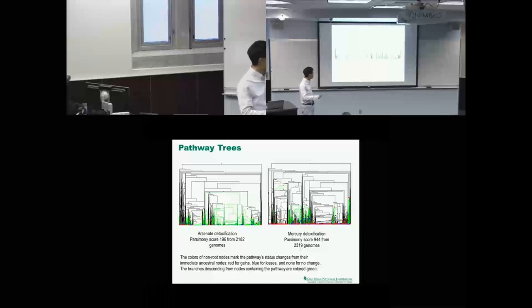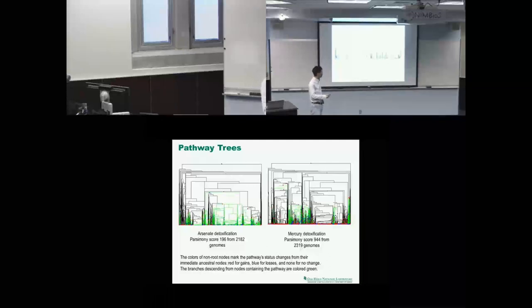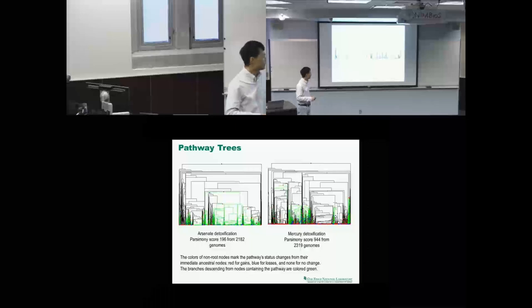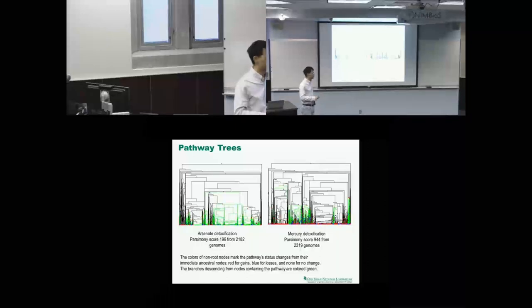If you compare these two pathways, this is the mercury detoxification pathway. They are identified in approximately the same number of genomes. But the mercury detoxification had a much higher parsimonial score. That means it went through much more frequent gain and loss events. So this tells us that mercury detoxification is like antibiotic resistance. Basically, it can be gained much more frequently by horizontal gene transfer, and also it can be lost frequently through genome contraction. And this is an indication of more adaptation to the environment. If there's an environmental stress of mercury, it can probably pick it up from other organisms.